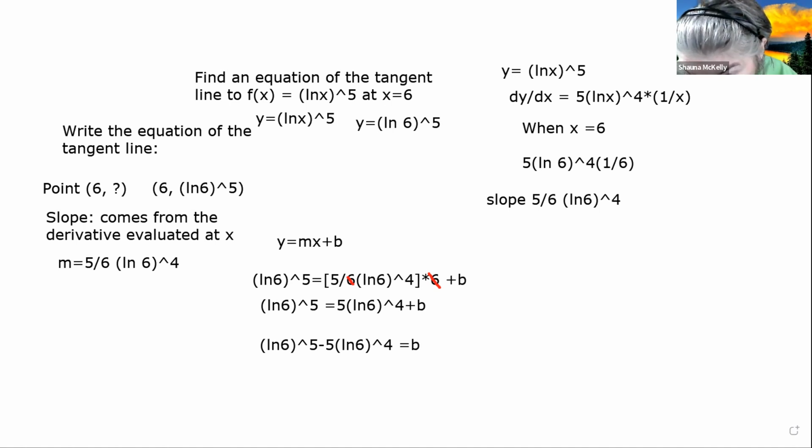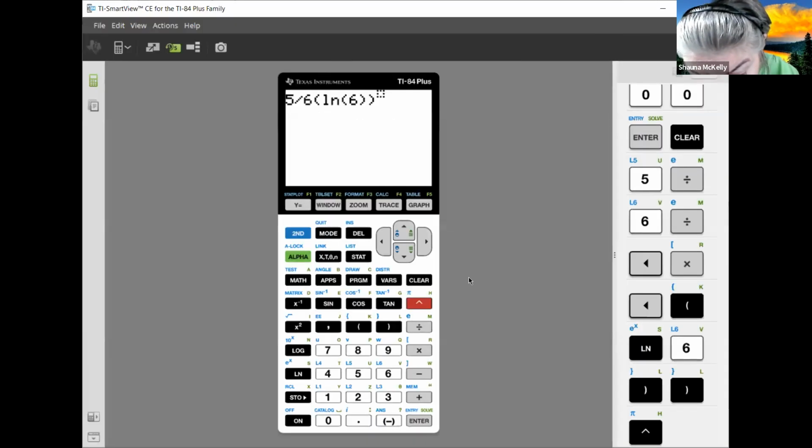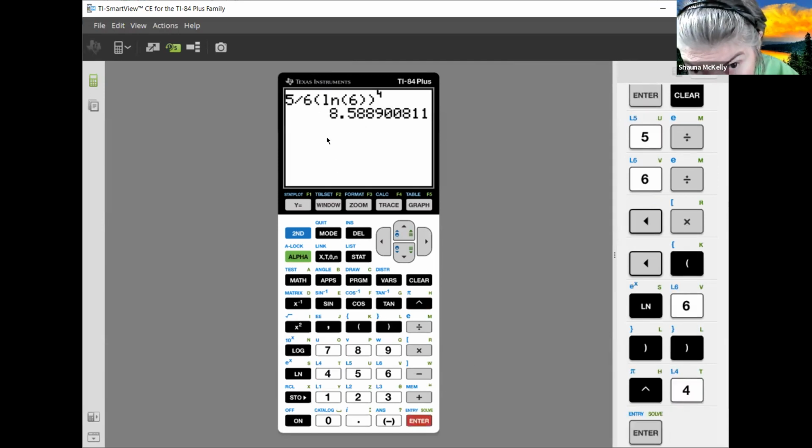Share my TI, and there it is. And we have 4 here. And we get, sure enough, there it is. 8 point, we want this to 2 decimal places. There's an 8 behind the first. This is 8.59. Okay, that's where that first expression comes from.